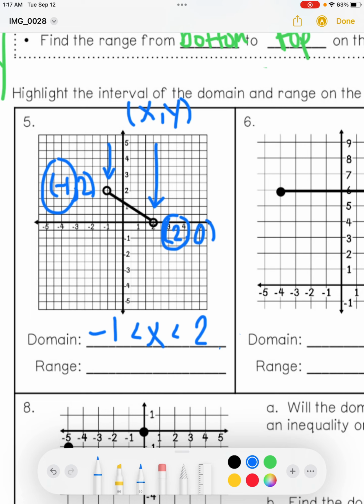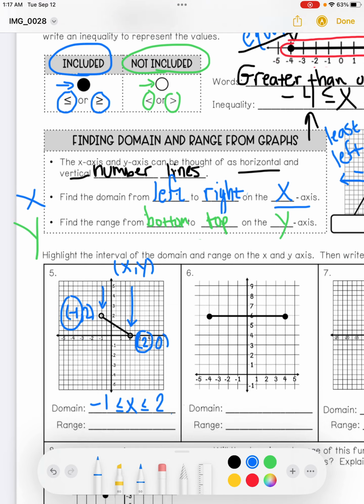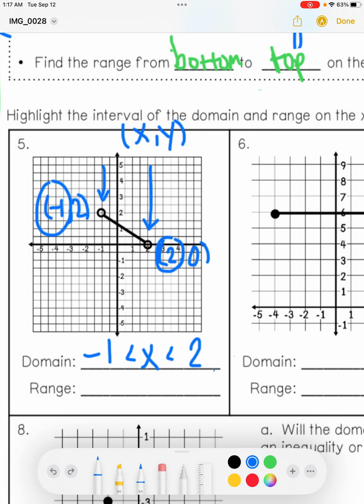The only thing to check now is these inequality signs. Should I leave them as they are, or should I add the equals to? Well, remember from the beginning, we use the equals to if the point is filled in, right? But what do you notice about these two points? They're both not filled in. So we would actually just leave them as less than and greater than with no equals to. Okay, and that's basically how you find domain and range.